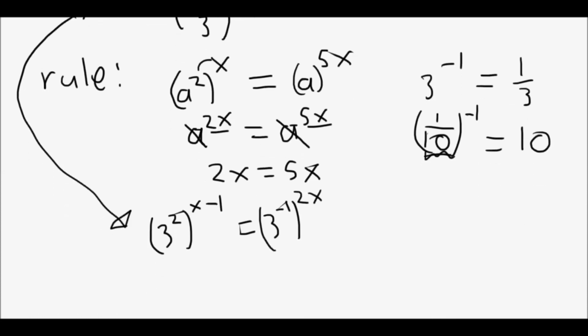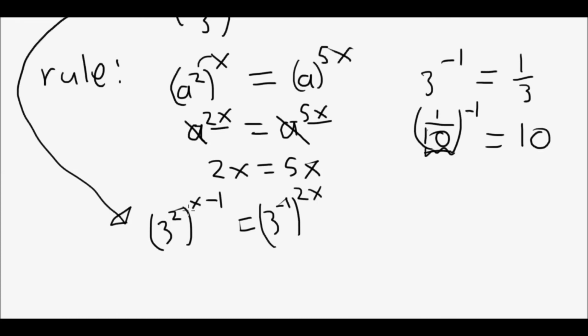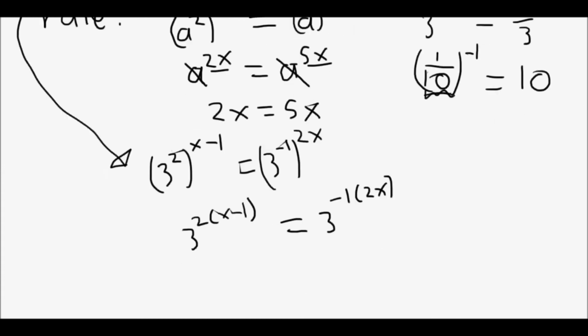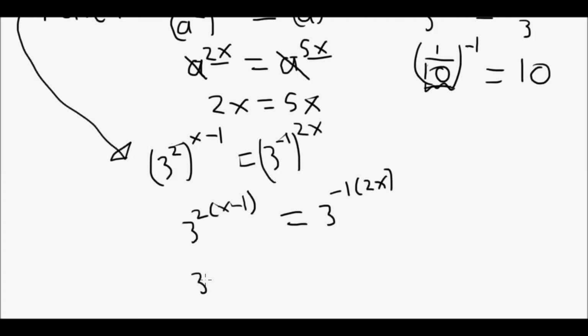So now we have to simplify and multiply the inner exponent with the outer exponent, so we get rid of these brackets, because quite frankly they look quite ugly in the equation. So this is going to equal 3 to the 2 times x minus 1 equals 3 to the negative 1 times 2x. Moving along, we can simplify the exponents to 3 to the 2x minus 2 equals 3 to the negative 2x.